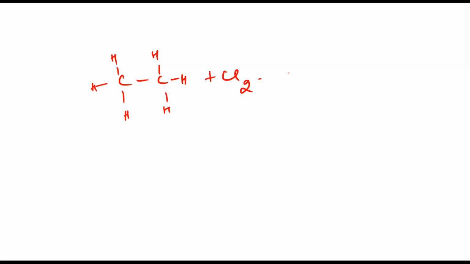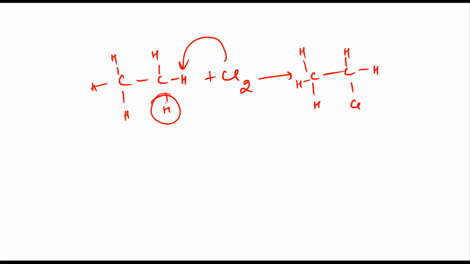But if we want to add chlorine to it, then one hydrogen should be replaced from it, and another is going to be added. So when a substance is being removed and another atom or a group of atoms is being added, this type of reaction is known as substitution reactions. What do we call it? Substitution reactions. And this reaction takes place in the presence of UV rays or sunlight.